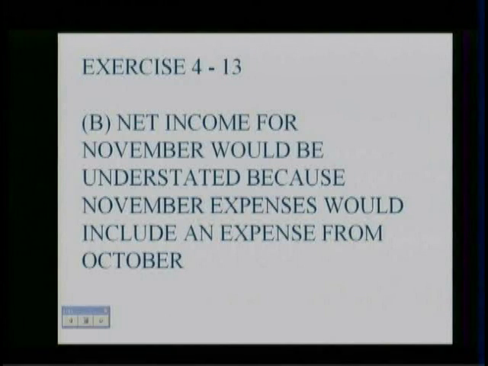In part B, they say, okay, what's the effect going to be for the next month? Well, in the next month, you're going to go ahead and pay them, so you're probably going to debit an expense and credit cash. That's going to show too much expense in the next month. So you're going to have too much payroll expense the following month. Therefore, your net income will be too low in the second month.